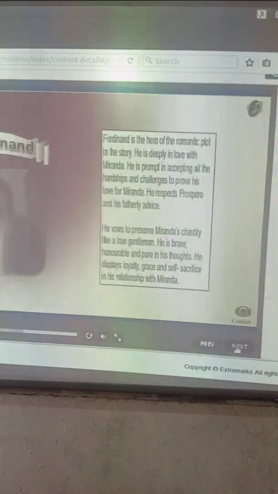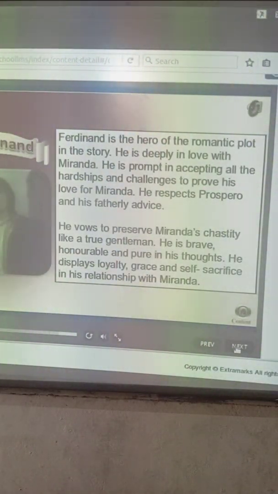Now let us analyze the character of Ferdinand. Ferdinand is the hero of the romantic plot in the story. He is deeply in love with Miranda. He is prompt in accepting all the hardships and challenges to prove his love for Miranda. He respects Prospero and his fatherly advice. He vows to preserve Miranda's chastity like a true gentleman. He is brave, honorable, and pure in his thoughts. He displays loyalty, grace, and self-sacrifice in his relationship with Miranda.